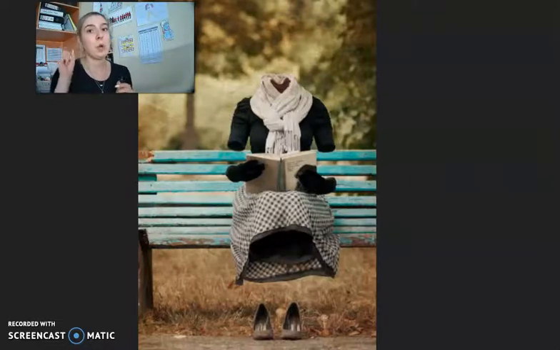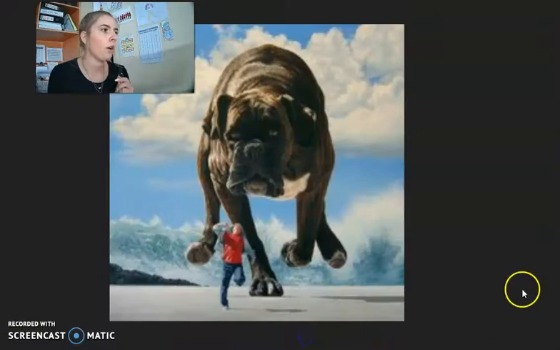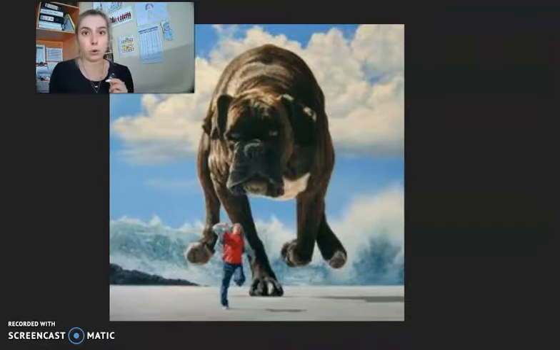So you have to pick one of these pictures. You don't do both of them. Whichever one you like the best, either the invisible woman or the big dog. Once you've picked a picture, you write your story, okay?